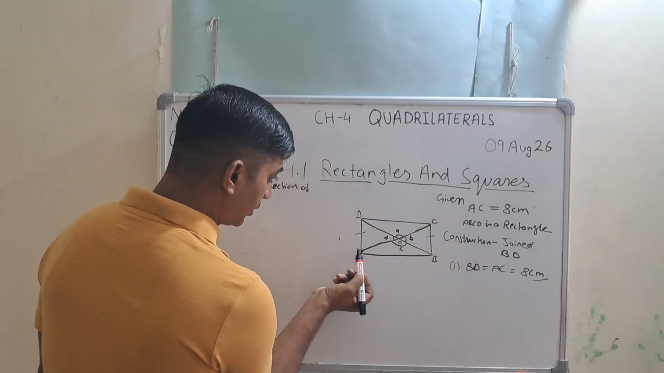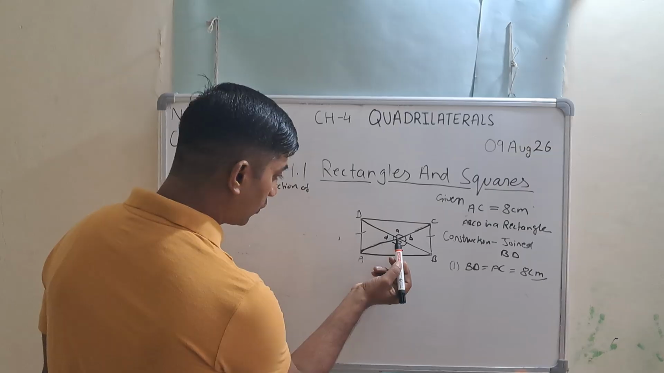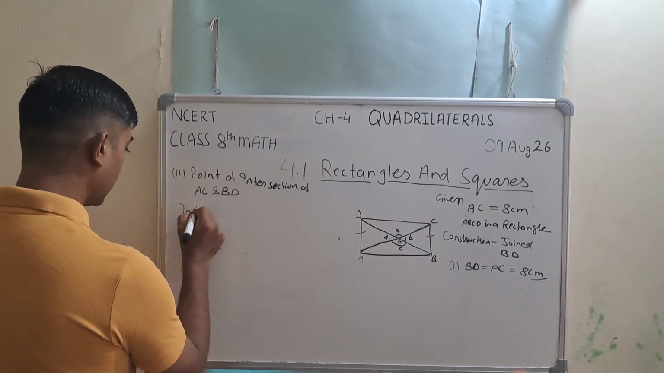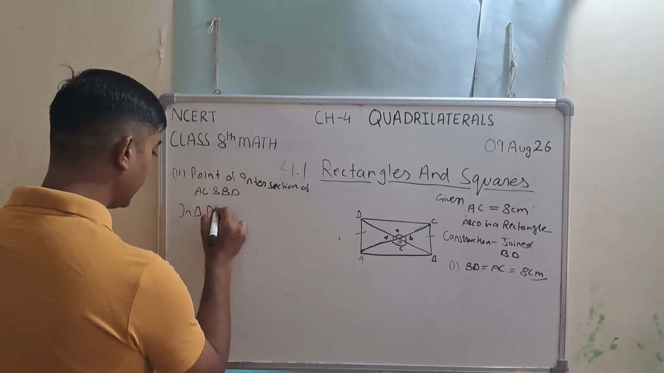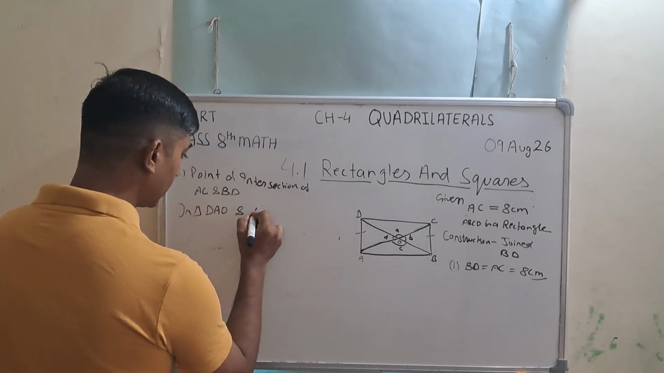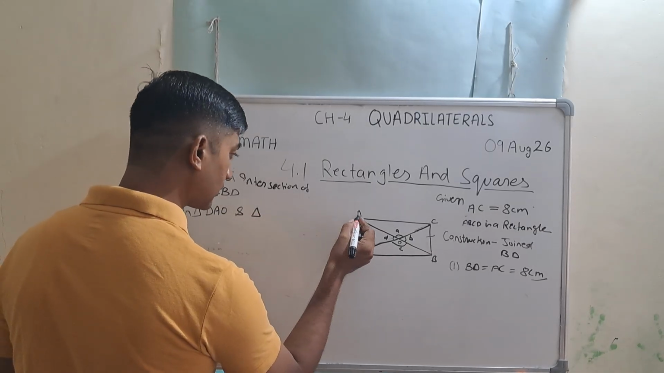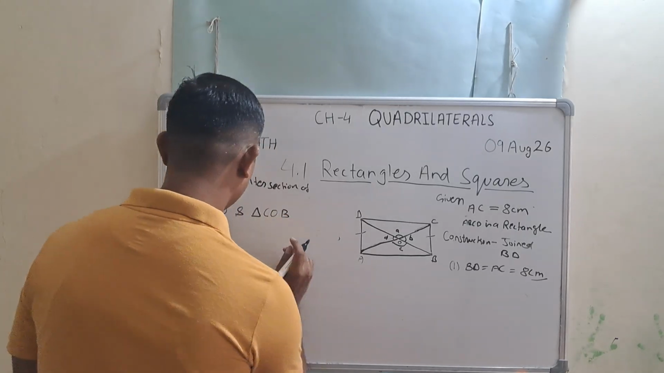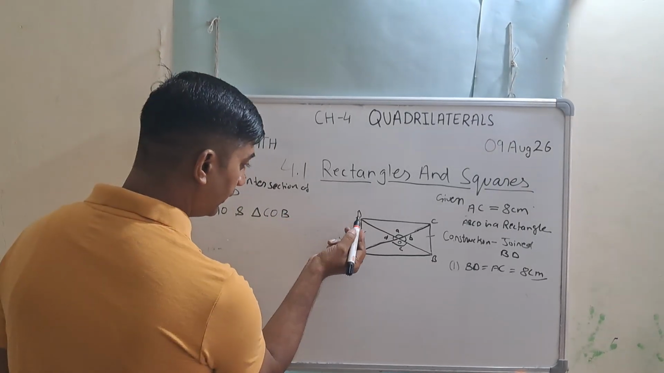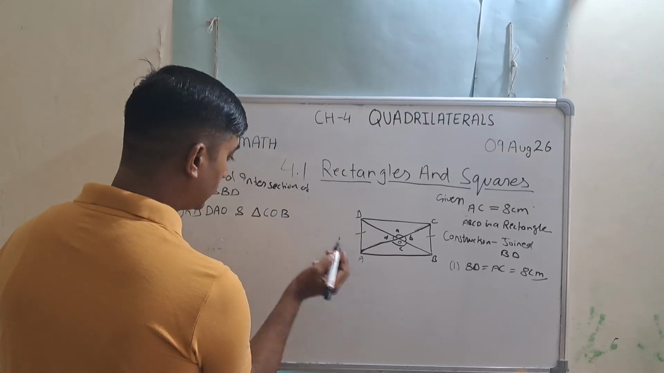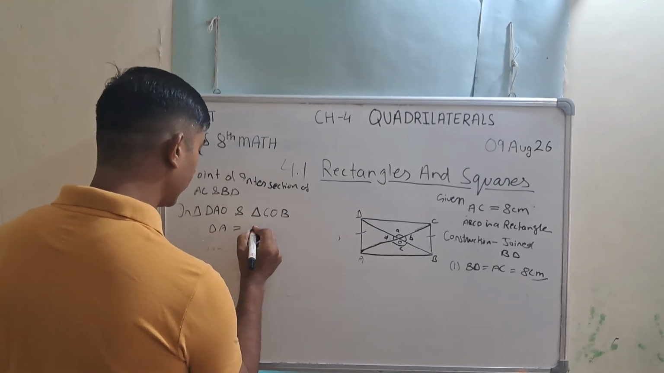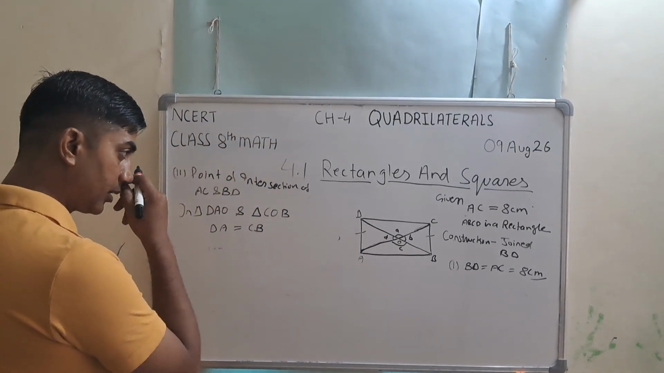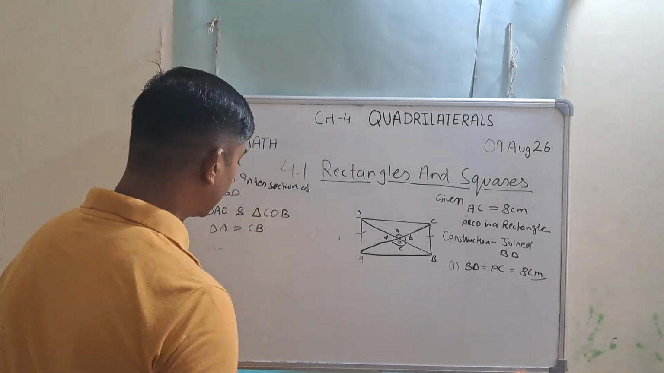Now we will take these triangles DAO and COB. In triangle DAO and triangle COB, now see, we know DA is equal to CB. DA is equal to CB. Why? Because opposite sides of a rectangle are equal.